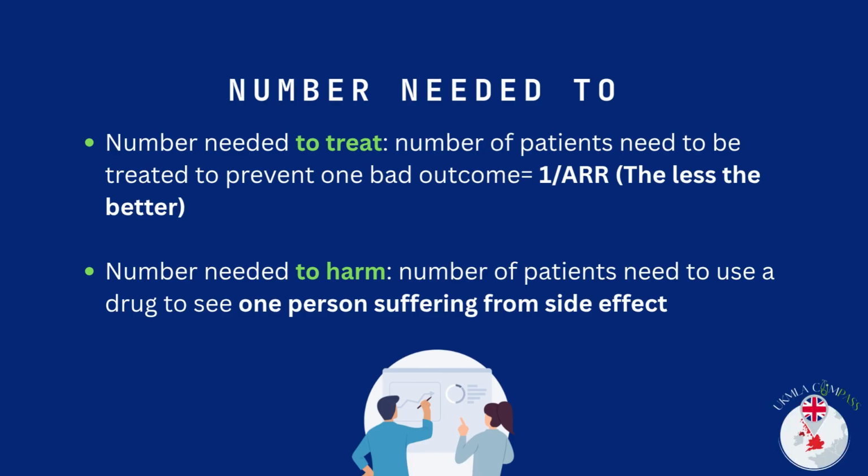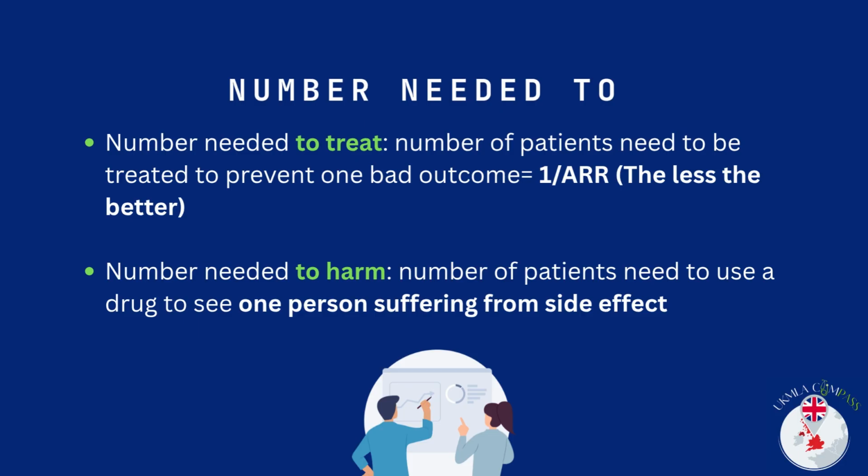We measure something called number needed to treat. The number needed to treat is how many people do I need to give the drug in order for one person to be cured. Let's say, for example, we give SGLT2 inhibitors to diabetic cardiac failure patients. How many patients do I need to prescribe SGLT2 inhibitors so that I can have only one person who has been cured from diabetes and heart failure?